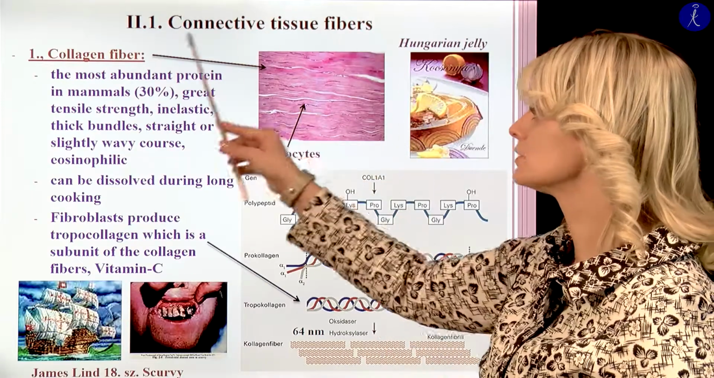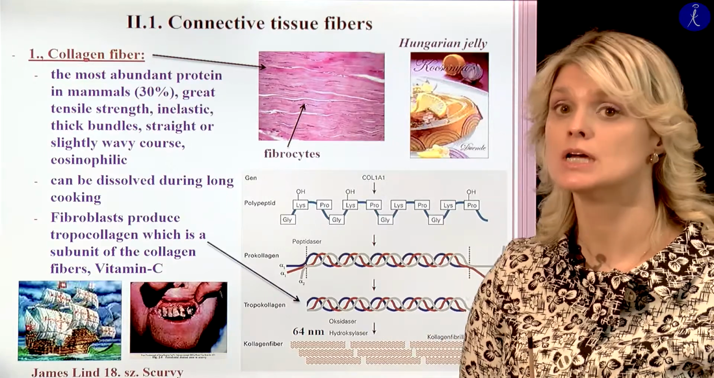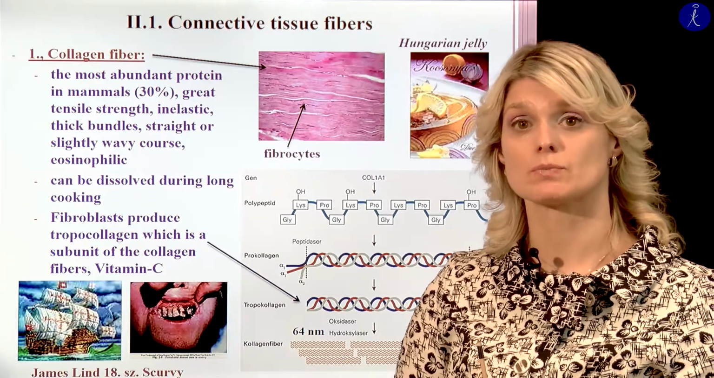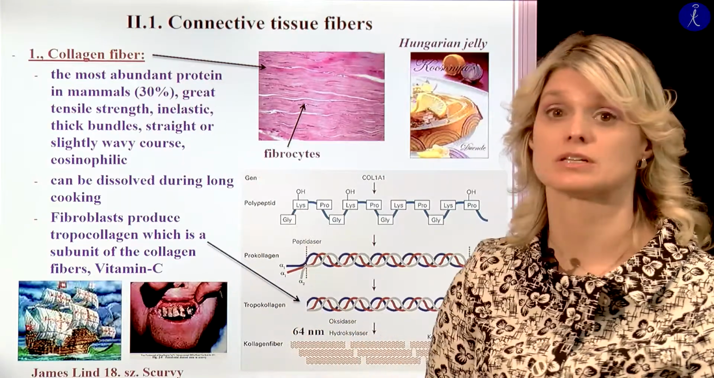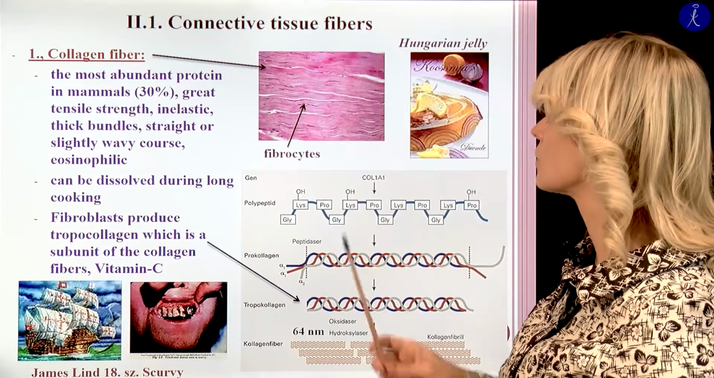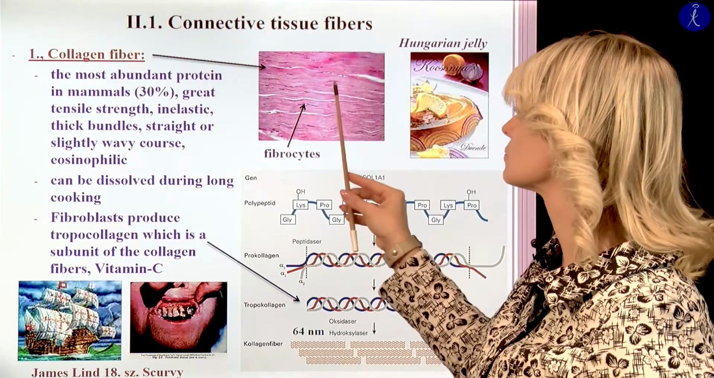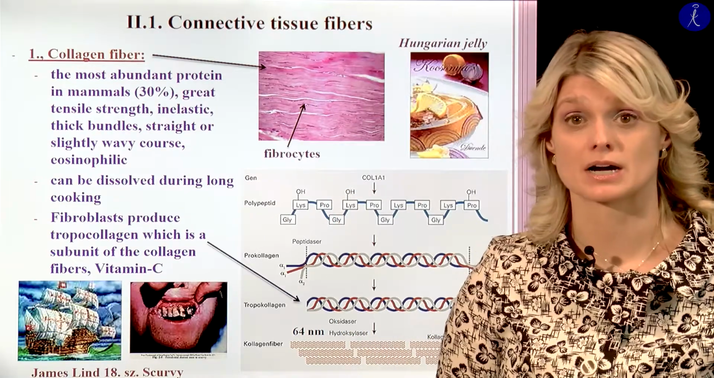After, I would like to show you the fibers of the connective tissue. In the connective tissue, we can talk about 3 different fibers. The first is the collagen fiber. Here you can see the picture of collagen fiber. It is a dense collagenous connective tissue. Between them you can see the fibrocytes.